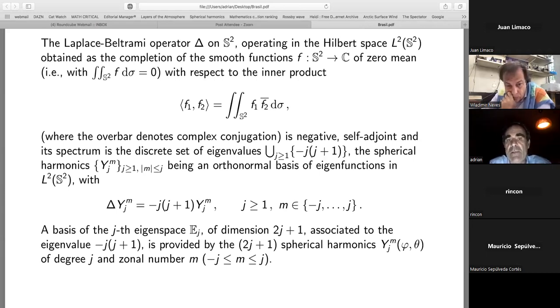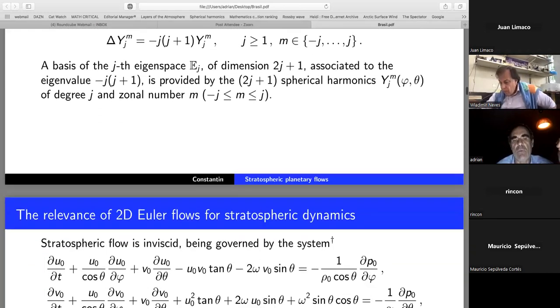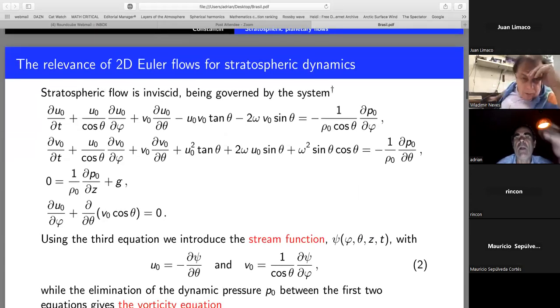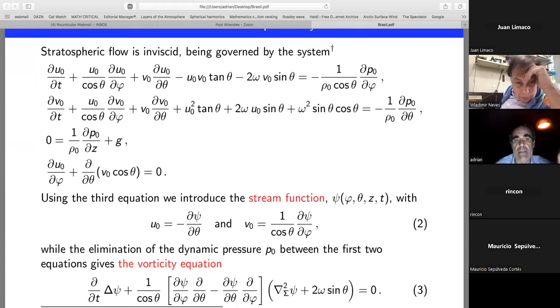It consists of discrete eigenvalues that are minus j times j plus 1. They are the so-called spherical harmonics, an orthonormal basis of eigenfunctions, so they satisfy this. And the eigenspace Ej, j greater or equal 1, has dimension 2j plus 1. Okay, and there are explicit formulas for these spherical harmonics. So now what are the equations that govern this?